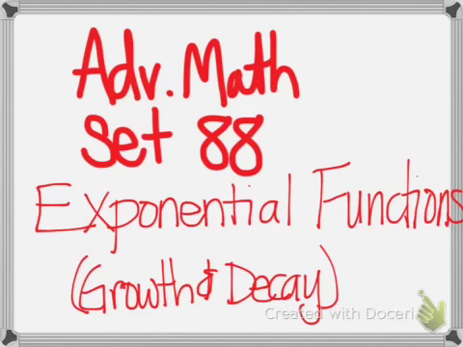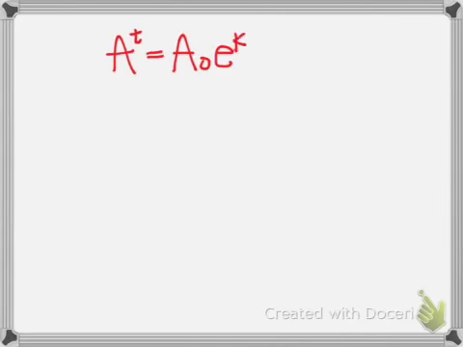Advanced Math, Set 88, Exponential Functions, Growth and Decay. Exponential functions are of this form, actually that's not right. It should be a sub t equals a sub 0, e to the kt.